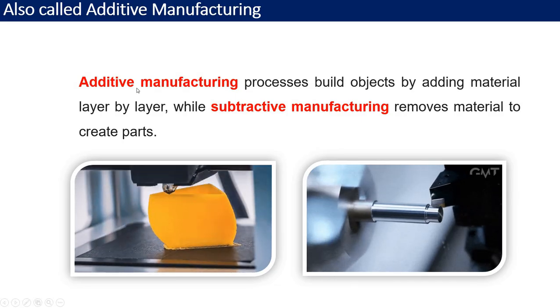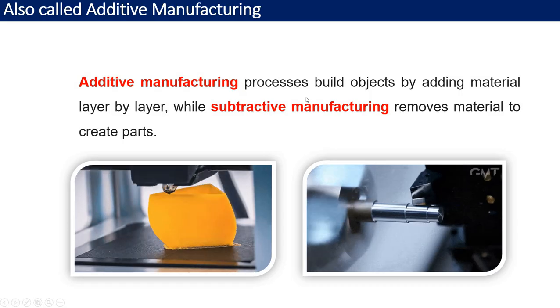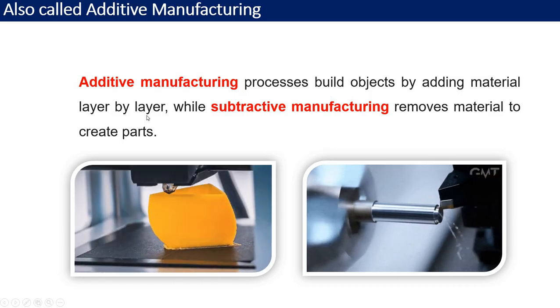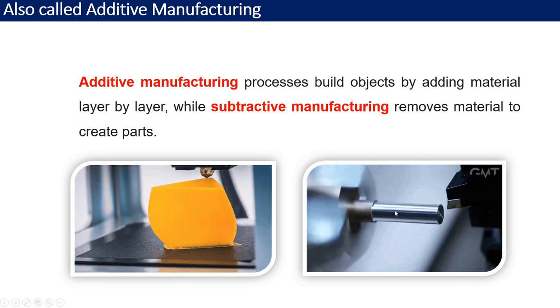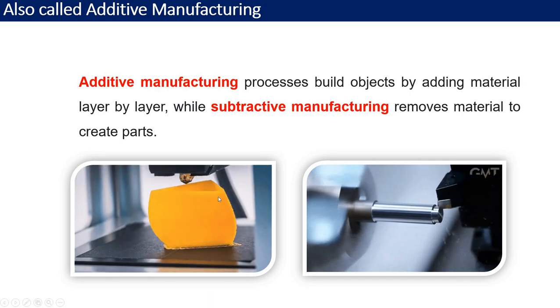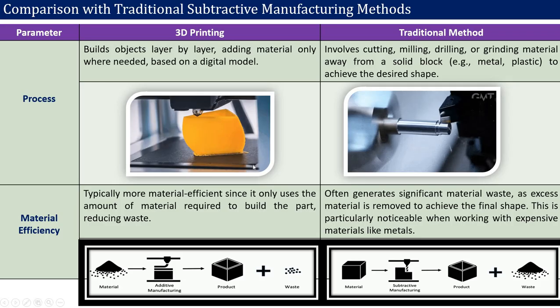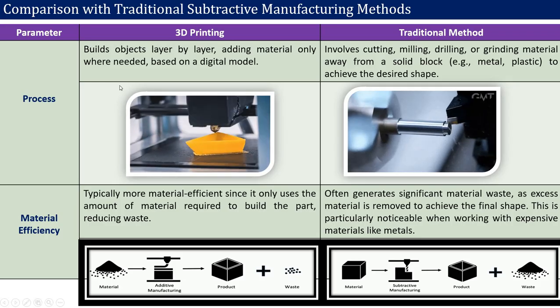So let us see the definition of additive manufacturing. I already explained that this is the method in which the object is built by adding material layer by layer. While in subtractive manufacturing, which is on your right, we have to remove the material, and this is called subtractive manufacturing.